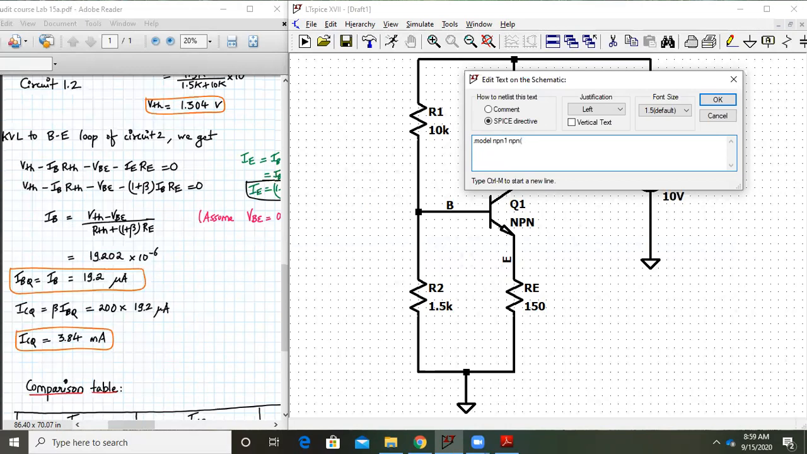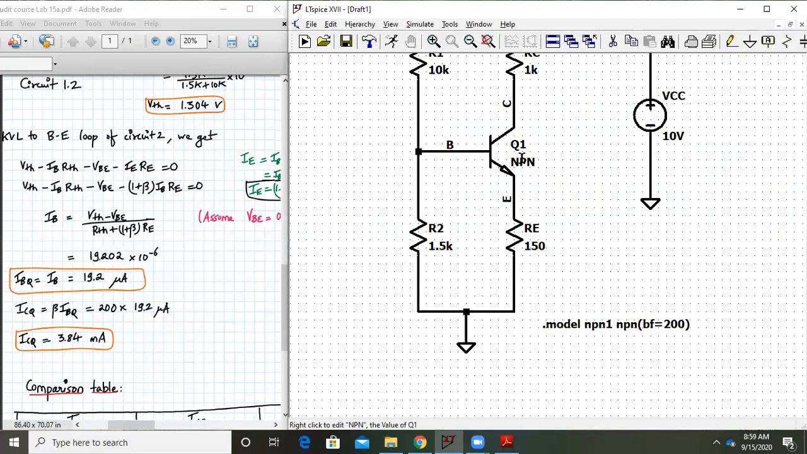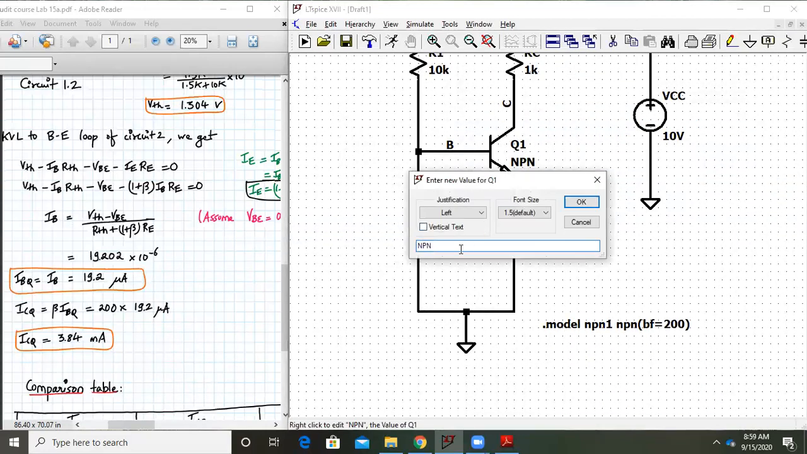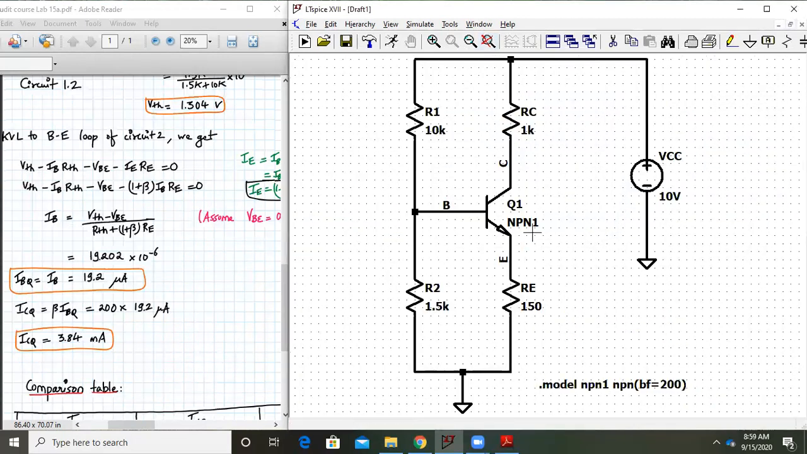In order to write beta, it is reflected as bf in dot model. So bf equal to 200. That's it. And paste it onto the schematic. So for that, we need to change this to npn1 because it's calling that. So if you run this, this transistor will take a beta value of 200. So this is the method, this is the technique you will follow to give any value of beta in the numerical and verified answers.